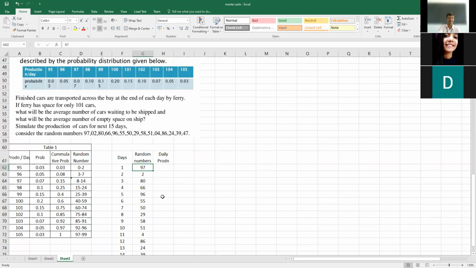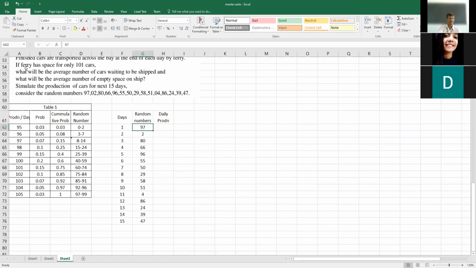So the first random number is 97. What is the corresponding production per day? It is 105. 97 lies in the random number interval between 97 to 99. So the corresponding production for that day is 105. So we are bringing 105 here.